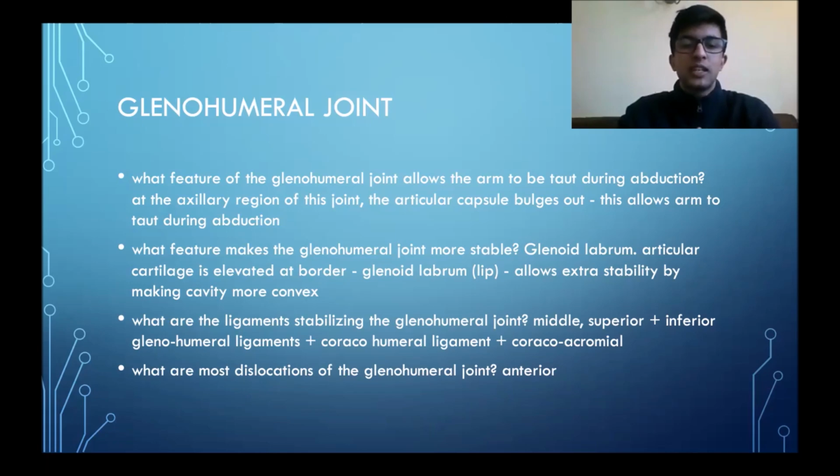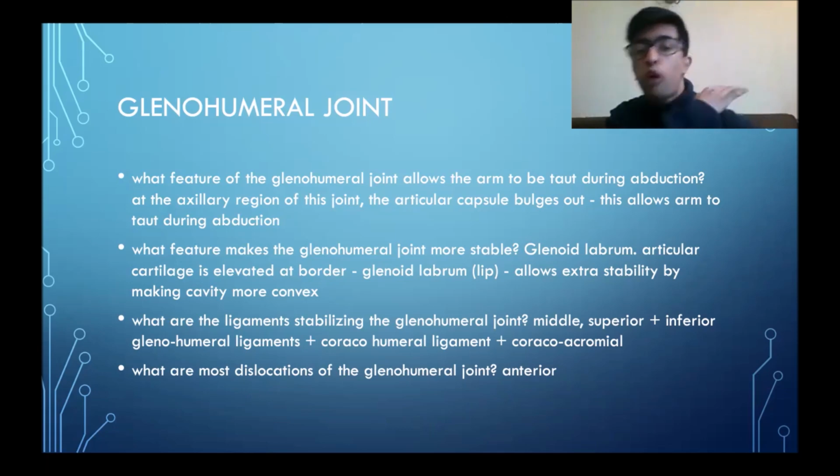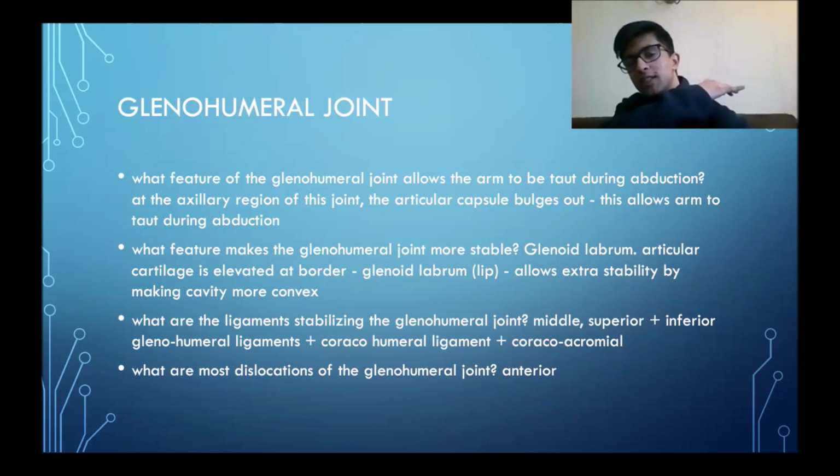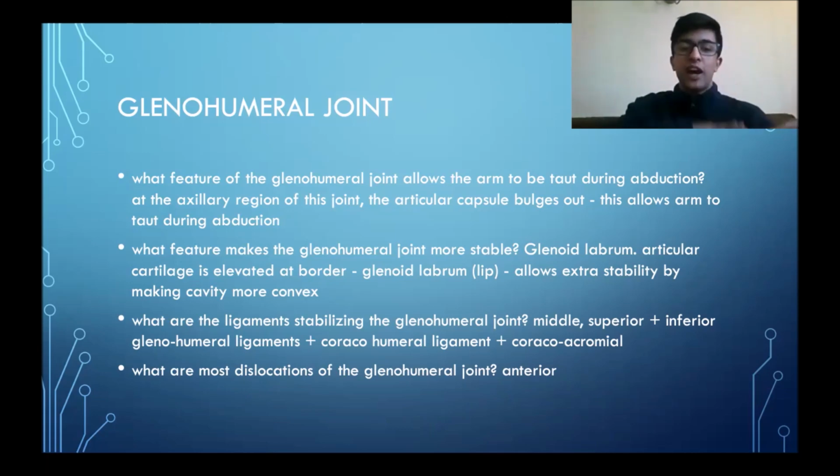So the ligaments stabilizing the glenohumeral joint. I keep going on about ligaments because stability is a key thing in anatomy, especially when you're talking about upper and lower limb. You have the middle, superior, and inferior glenohumeral ligaments, the coracohumeral ligament, and the coracoacromial ligament. So you have the acromion, and the coracoid process is attached to the acromion, and then the coracoid process of the scapula is attached to the humerus. Just like the sternoclavicular joint, you have all these ligaments going at different angles at the joint to stabilize it. The tension is dissipated through the ligaments.